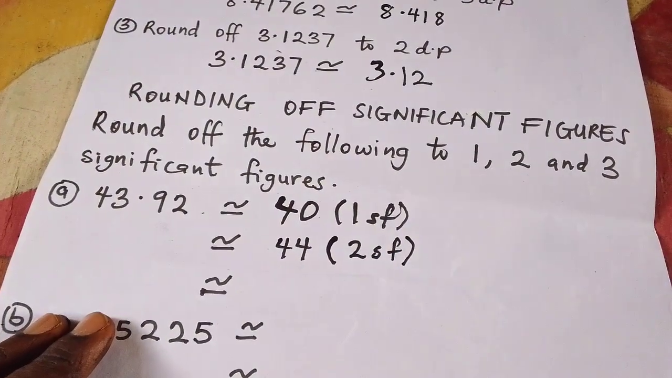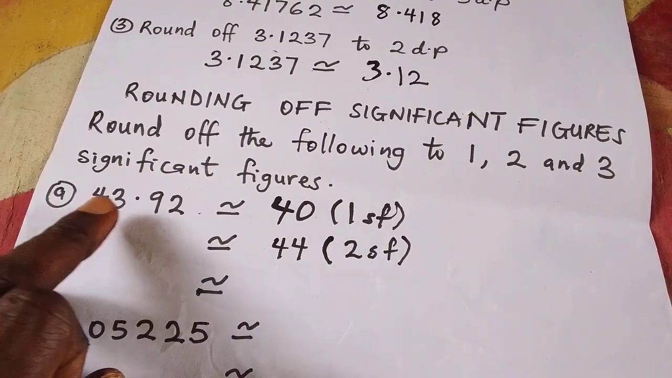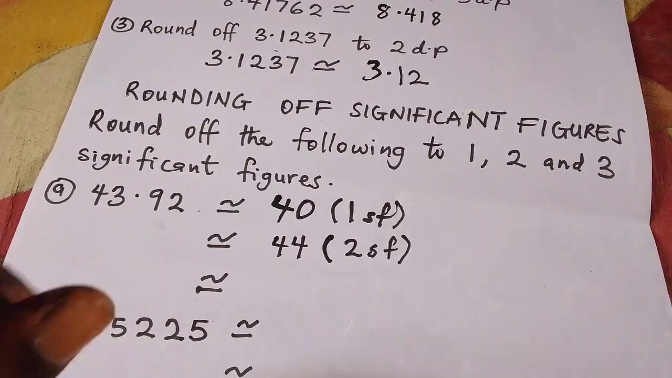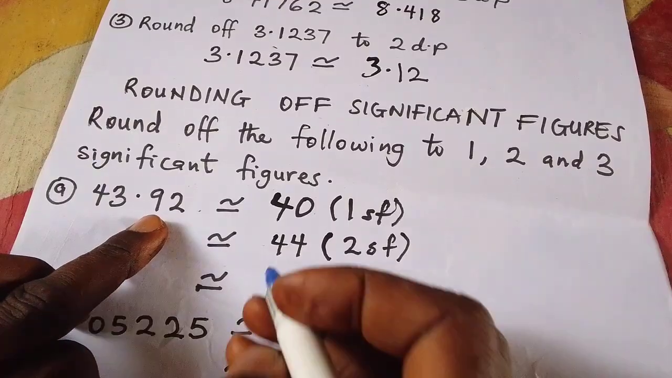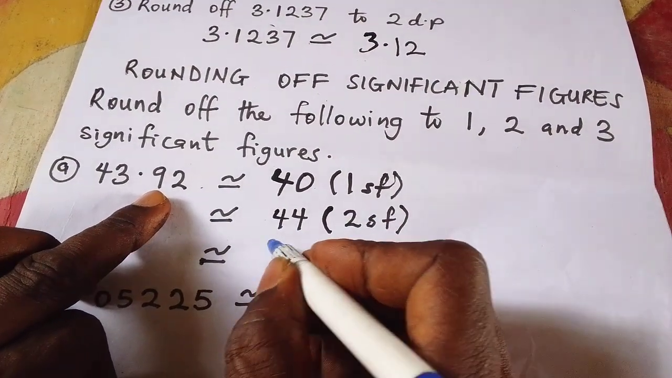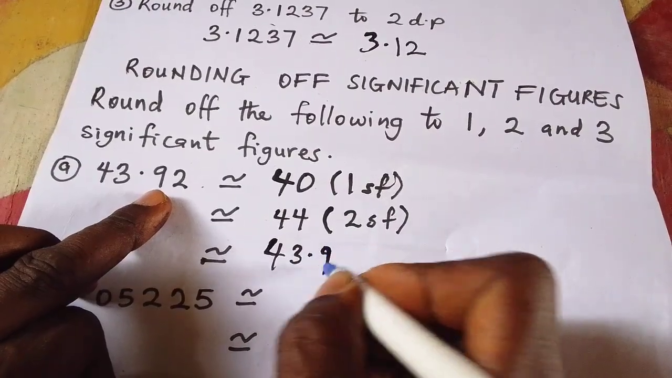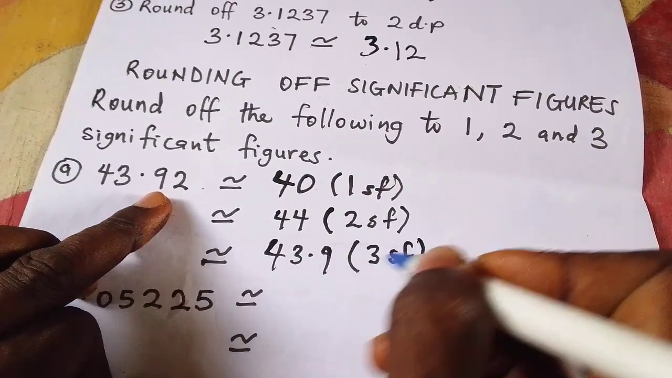If you are to do this to 3 significant figures, you count 1, 2, 3. The next number is 2. It's not up to 5. Since it's a decimal number, you just cut it off. So that means to 3 significant figures, you have 43.9.